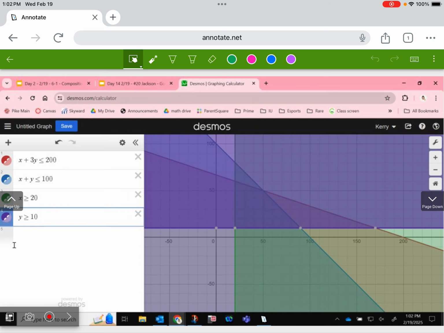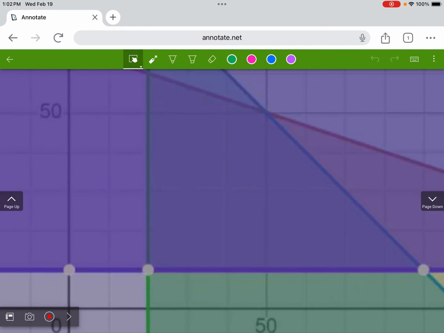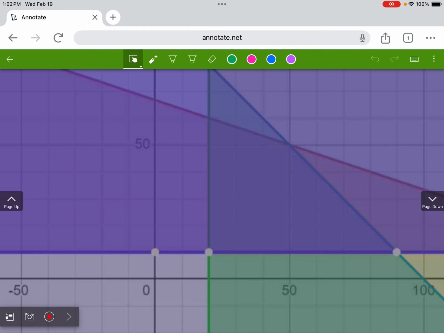There we go. So we wind up with a graph that looks like this, and this is a mess. There's a lot of stuff going on in here. So when we're looking to figure out where our maximum profit is, where the highest amount of money that we're going to get is, we need to look at where we have truth, where our true region is. So that would be where all of the colors are.